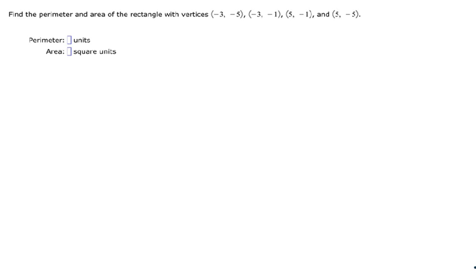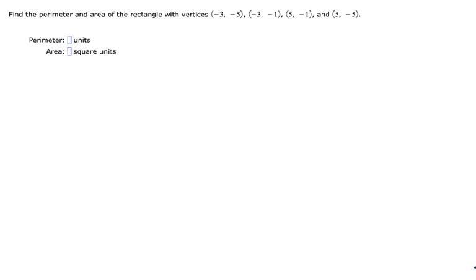This one takes it a step farther. So hopefully in the last one, you just had to identify the shape in the coordinate grid. What shape did it make? Rectangle, triangle, all that good stuff.